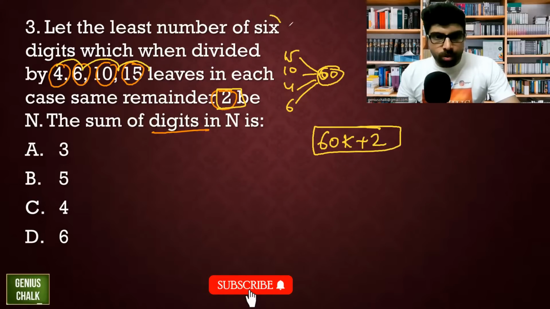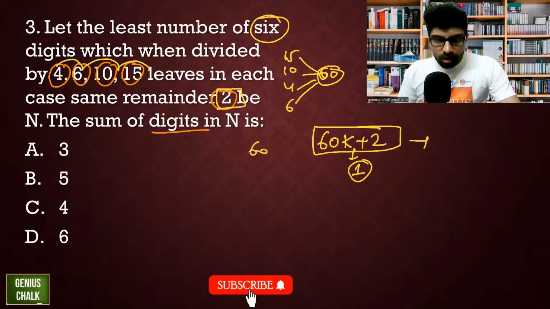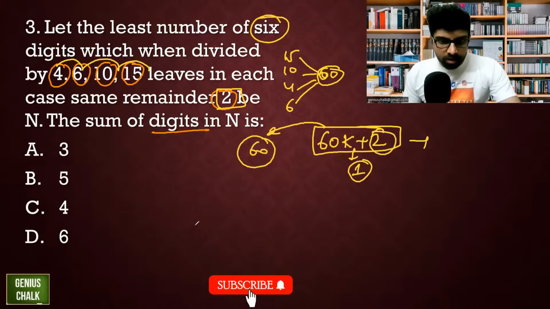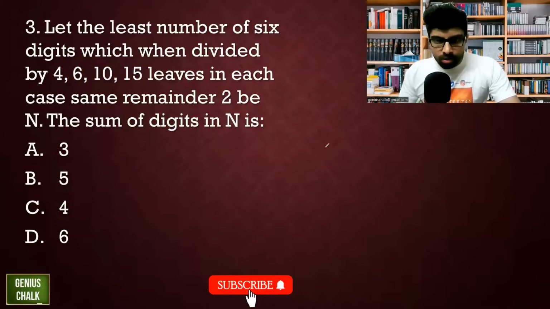Now the number has to be of 6 digits. So what we have to do is check the least value of k, that is 1. So let's check with 60 first. 2 will be added at the last. So let's check it. What is the least number of 6 digits? So this is 100000.